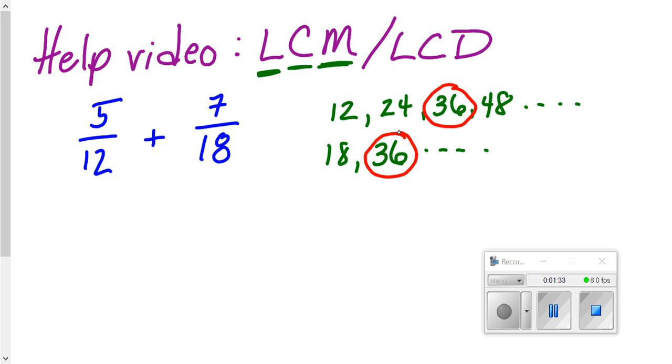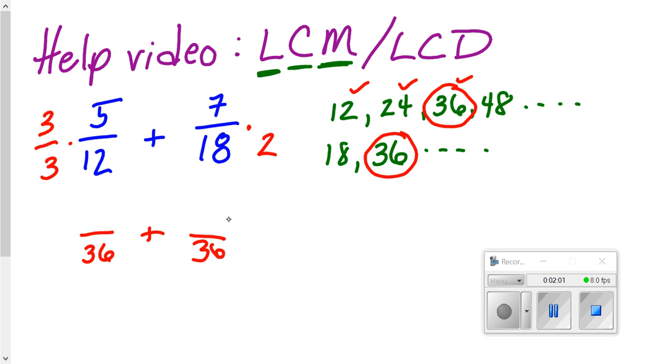So if I were adding these by hand, I would say, well, both of these denominators need to become 36. Because when I add or subtract fractions, I need a common denominator. So what do I have to multiply the 12 by to get 36? I need to multiply by 3. 3 times 12 is 36. It was the third multiple of 12. And 18 needs to be multiplied by 2 to become 36.